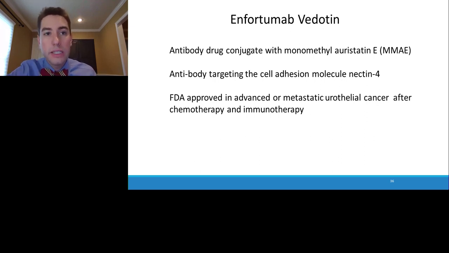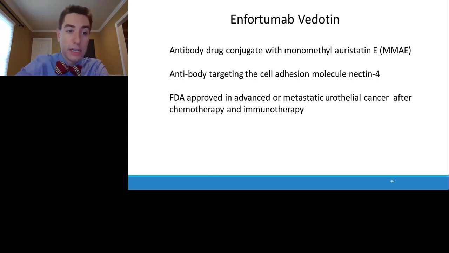So while this isn't an immunotherapy itself, it is hard to not talk about enfortumab vedotin, or in that matter, talking about what could we add to immunotherapy to improve it. Enfortumab vedotin is one of those drugs, which is an antibody drug conjugate with MMAE. The antibody targets the cell adhesion molecule Nectin-4, and currently it's FDA approved in advanced or metastatic urothelial cancer after chemotherapy and immunotherapy, so in the third-line setting.